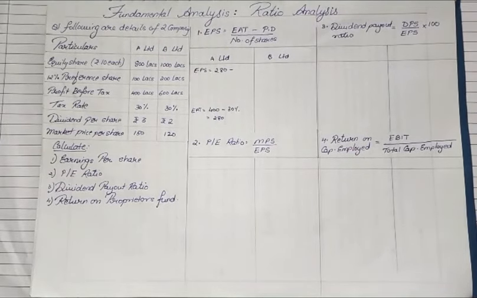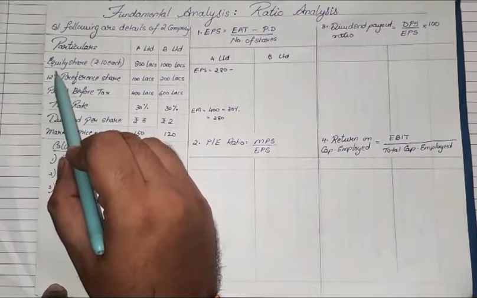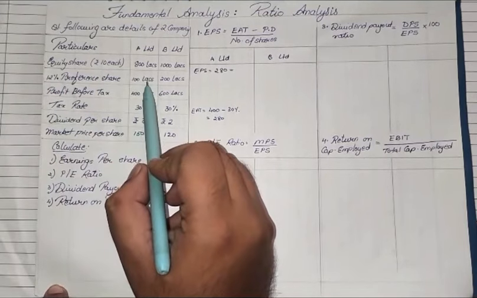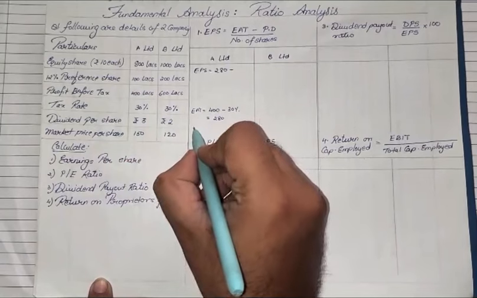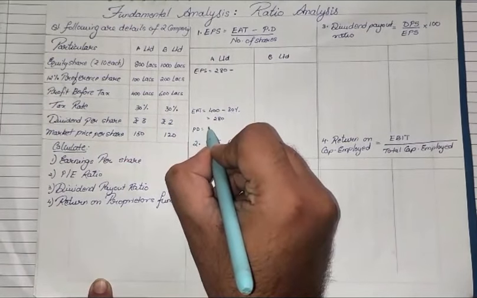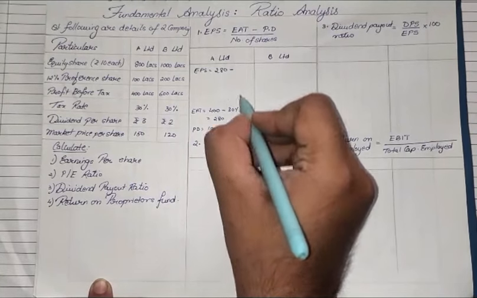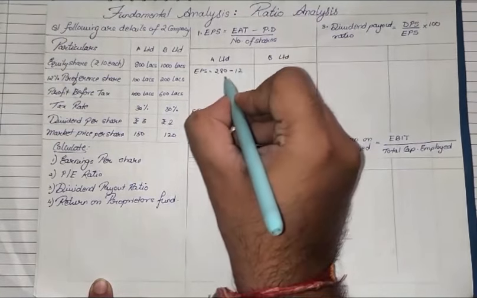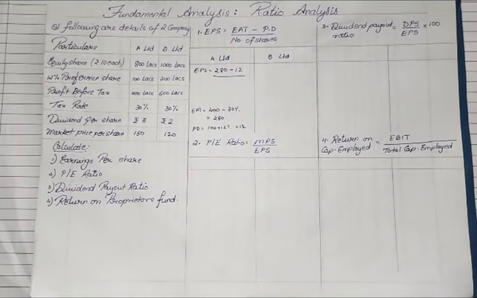Now preference dividend means the dividend which is earned on preference shares. I can see 12% preference share written here, meaning this is the rate of dividend. So 12% of the value of preference share, that is 100. I'll note down here, PD is 100 into 12%, which comes to 12. So our preference dividend is 12, divided by the number of shares.